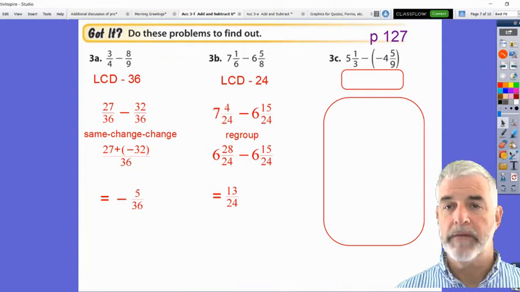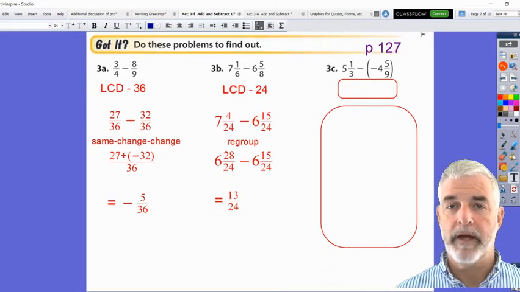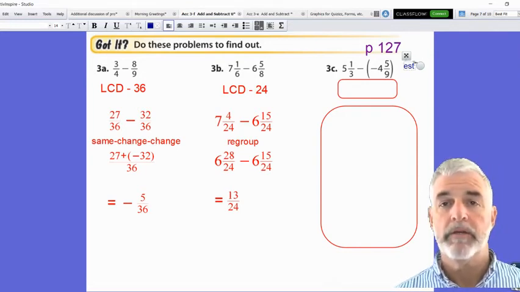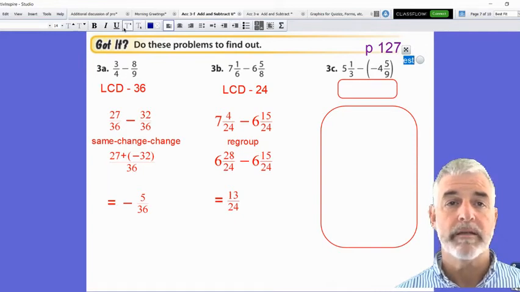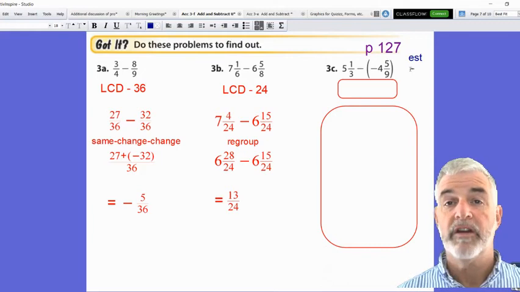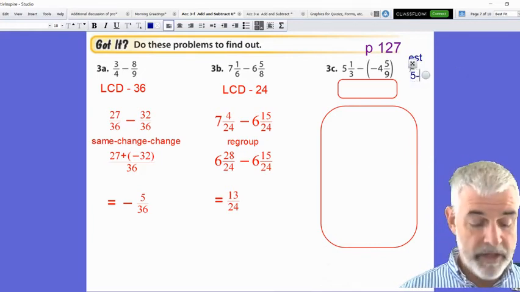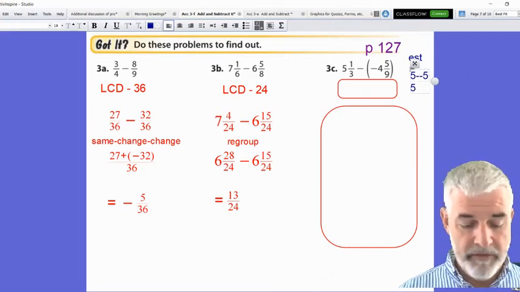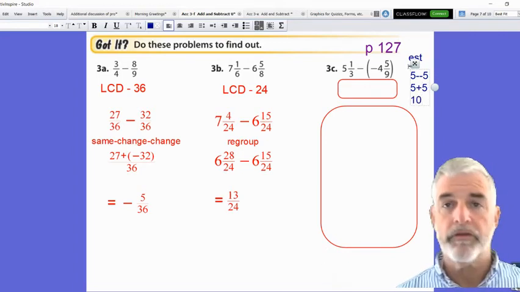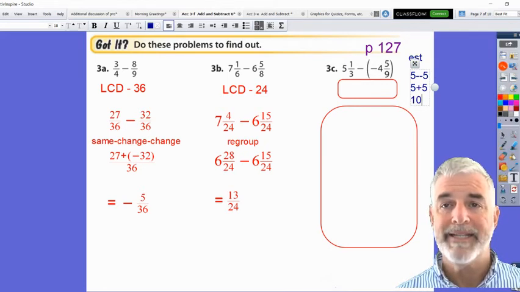All right, let's look at the estimate a little more importantly on this one. I never write them down. I really should. Okay, what is the estimate for this problem? 5 1/3 minus negative 4 5/9. Okay, so in your head, you should think, what is this? This is about 5 minus negative 5. That's the same as 5 plus 5, right? So it should be about 10. The answer for this problem should be about positive 10.